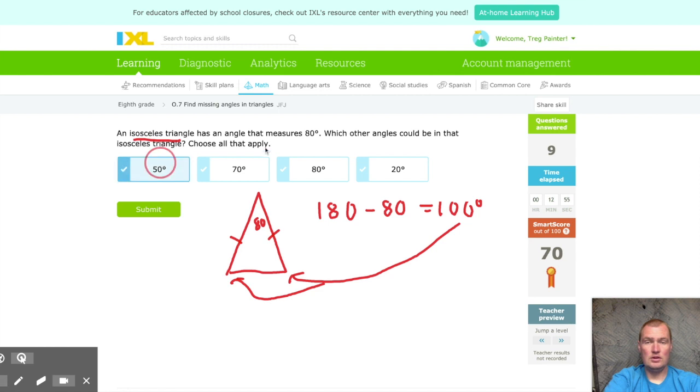So here it says choose all that apply. Well, there can only be one right answer because these have to be the same. So 50 degrees will be the correct answer here.